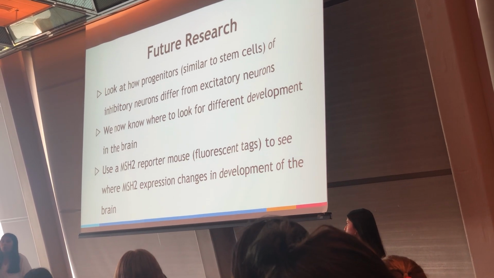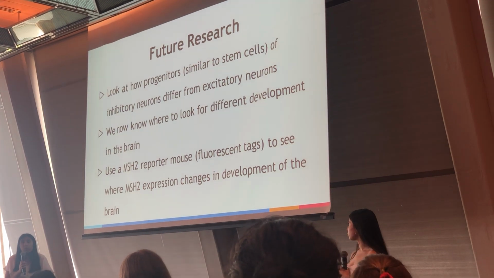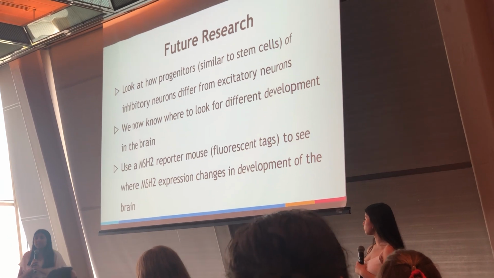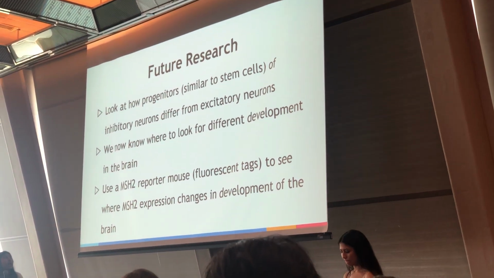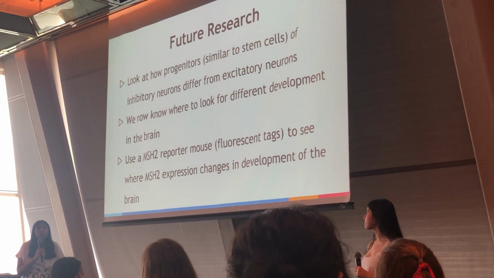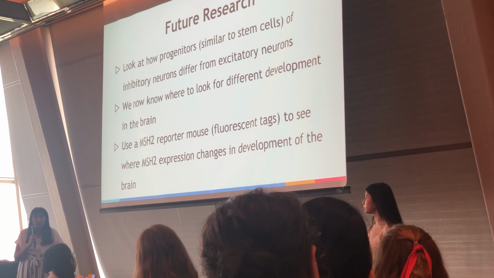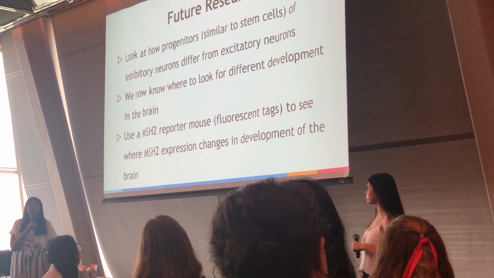We also now know where to look for different development in the brain. With our CFOS results, we were able to determine that there was development in the hippocampus, cortex, and thalamus, but we can further examine these in the future. And finally, we can use an MSH2 reporter mouse, which essentially has fluorophores injected directly into the genome, to look at how MSH2 expression changes during the development of the brain.